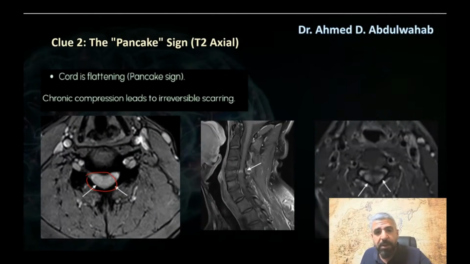And on the T1 weighted image with contrast, you can see some enhancement here. And you can see this bright spot on the T1 fat saturated image. There is a chronic compression leading to irreversible scarring. We call it the pancake sign. You have all the clues that you need.